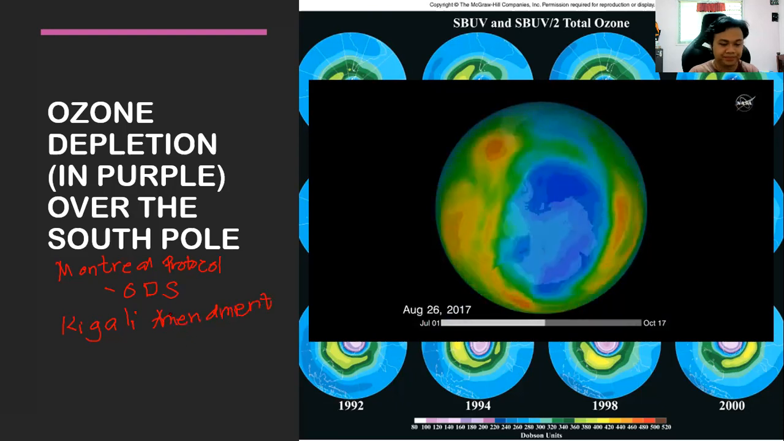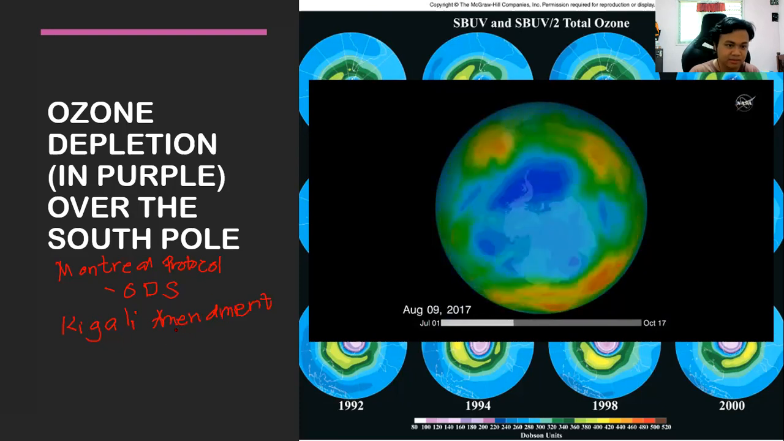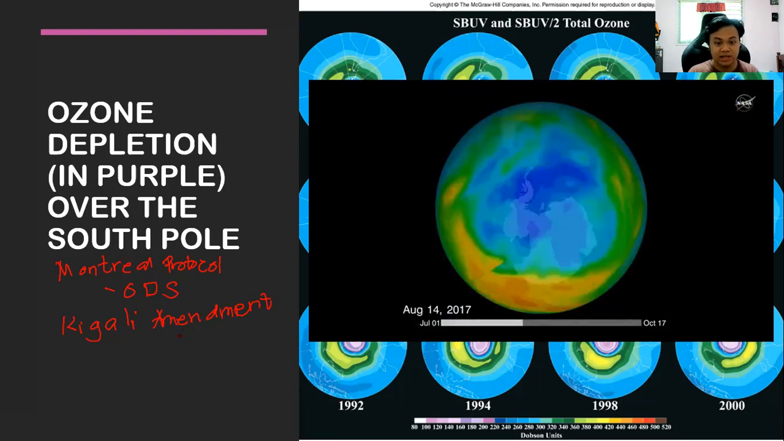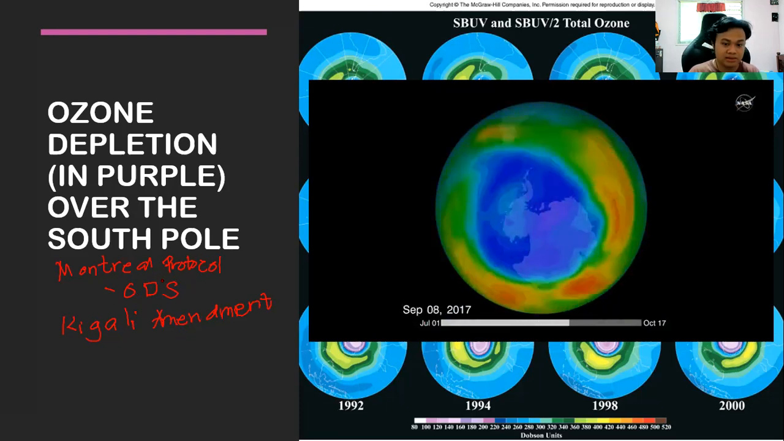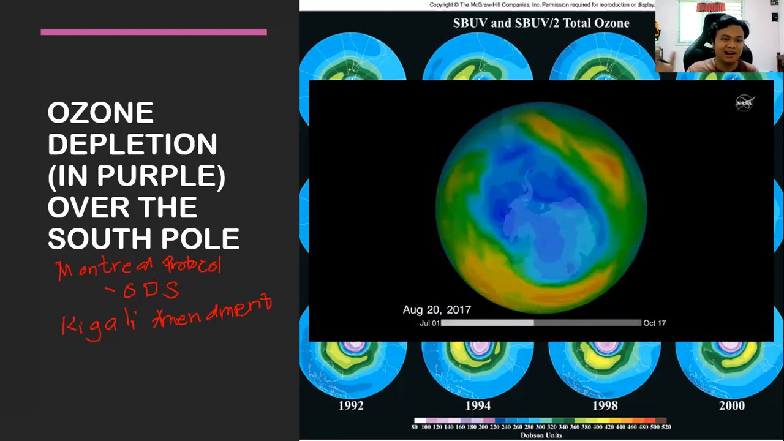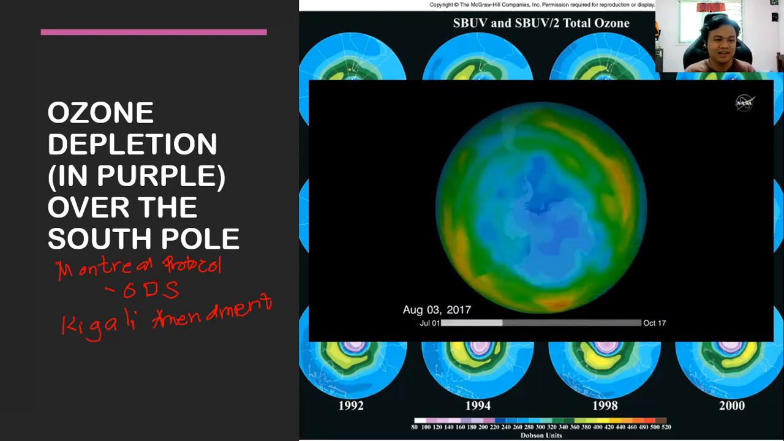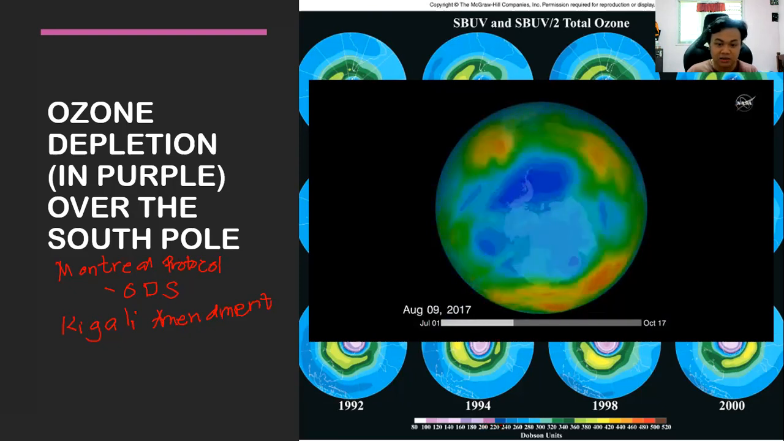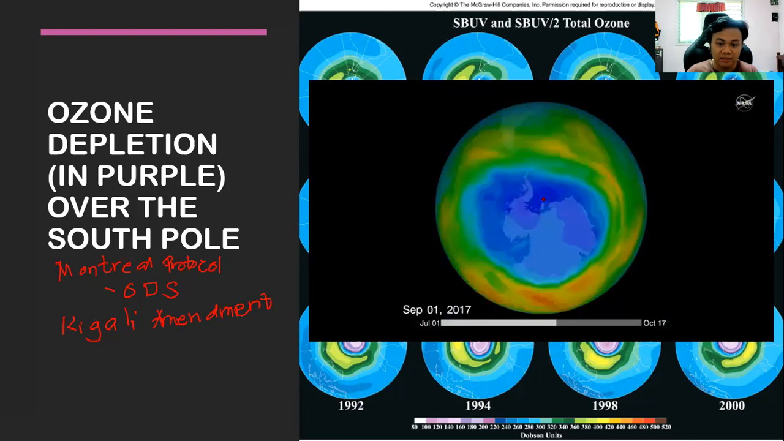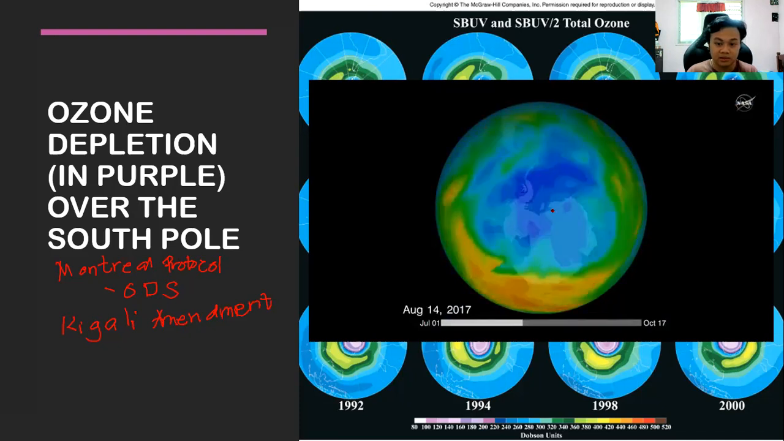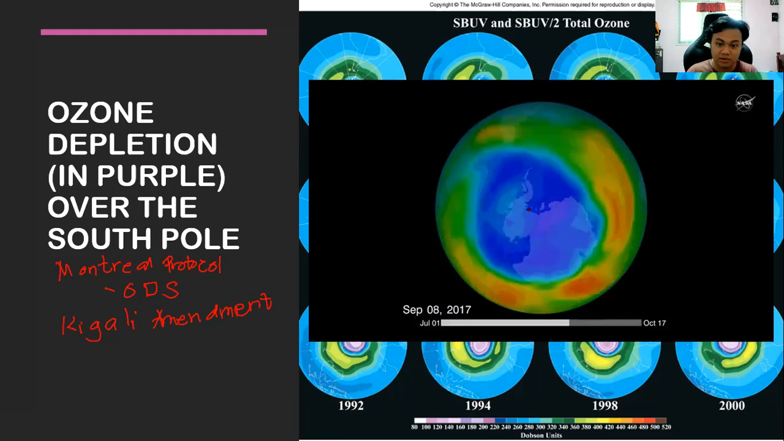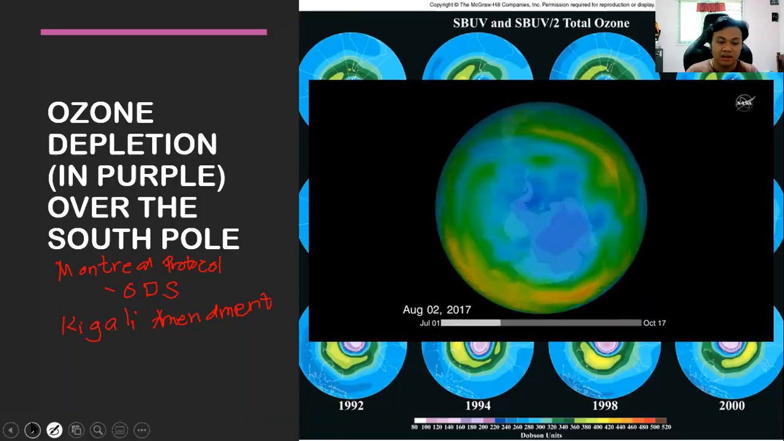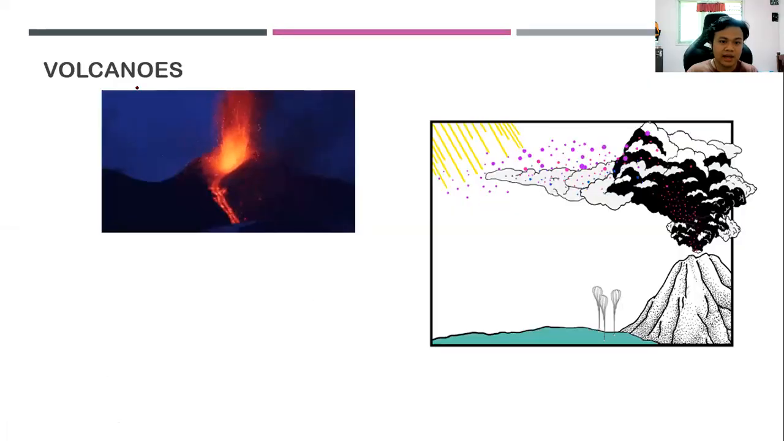Kigali Amendment. Not sure if you have experienced the amendment. Basta, Kigali Amendment back in 2016. So that renewed the Montreal Protocol, because the Montreal Protocol is long, so it's about implementation. And then as you see, the ozone hole in Antarctica is being reduced. Earlier it was purple, but by 2017, it's blue. Okay? So next, we'll talk about volcanoes.